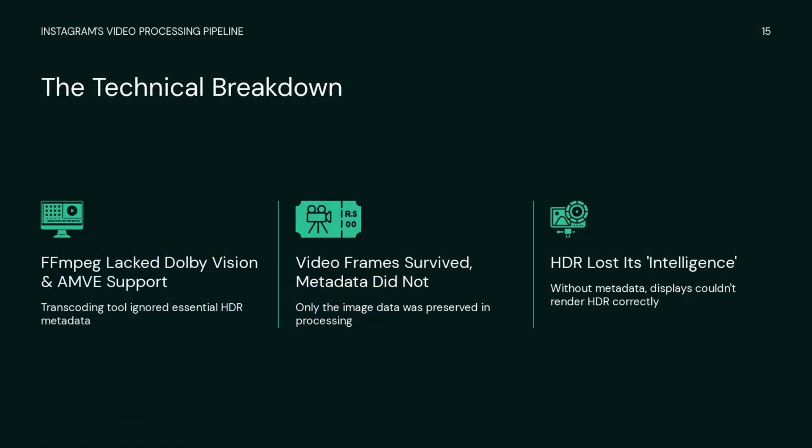During transcoding, the video frames survived. The HDR metadata did not. FFmpeg lacked proper support for Dolby Vision and AMVE metadata. As a result, HDR lost the instructions needed for correct rendering.